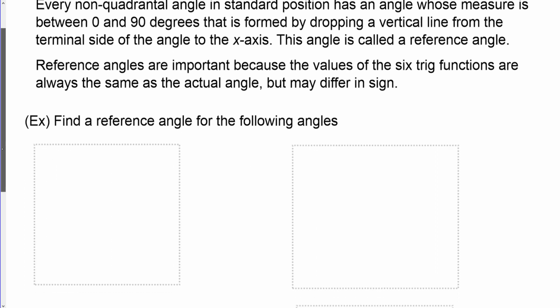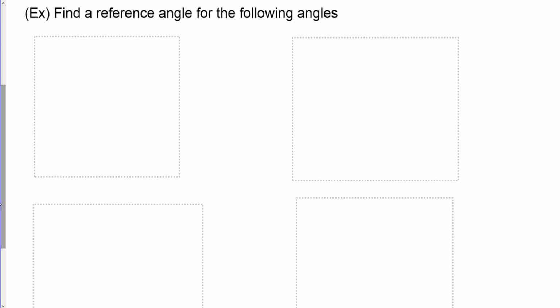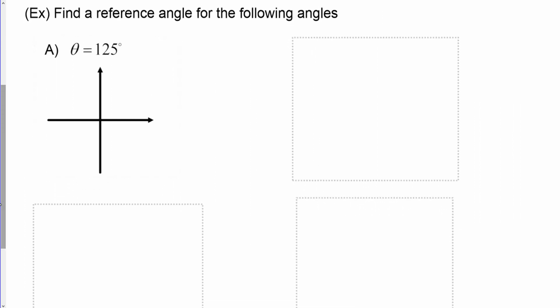But let's first find a reference angle for some different angles. So starting with 125 degrees. So 125 degrees, that's going to be in quadrant 2. So I'm just going to put an angle measure in quadrant 2 and call this angle 125 degrees. Now, you take the terminal side and just put a point on it. It doesn't matter where that point is. And drop a triangle to the x-axis.